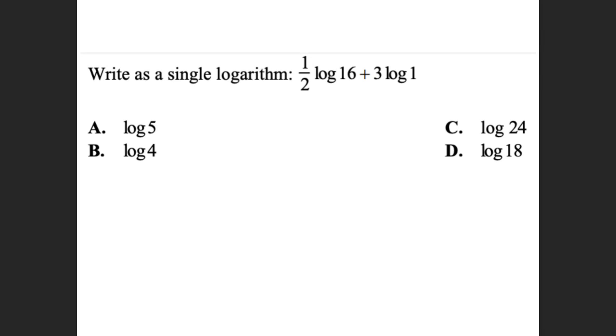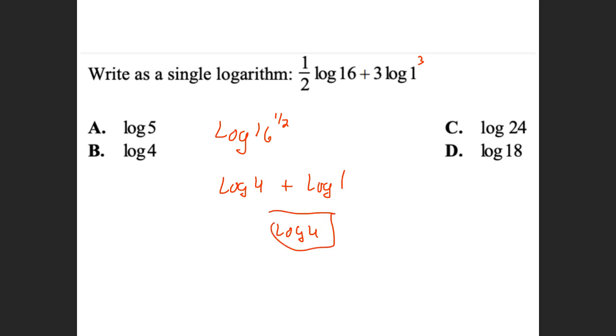Now, let's say I gave you a problem like this. Write as a single logarithm. Well, first thing I'm going to do is bring the 1/2 up. So I'm going to rewrite it as log of 16 to the 1/2. Well, what is that? 16 to the 1/2 is really the square root of 16, which is log of 4. Plus, well, I'm going to bring the 3 up. Well, 1 to the third is just 1, so that's just going to end up being log of 1. And now I can rewrite this problem as log of 4, because I multiply it, because there's an addition sign there.